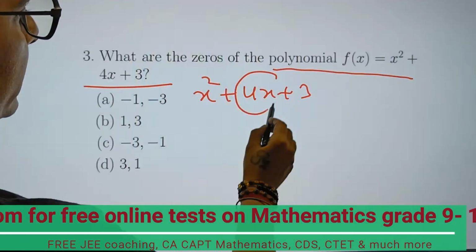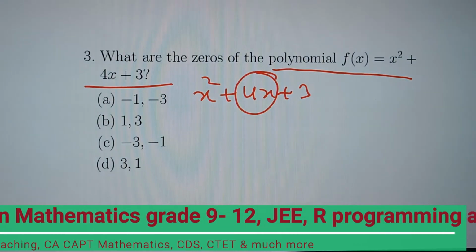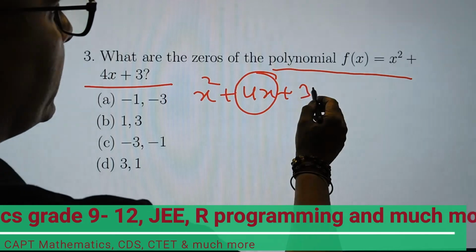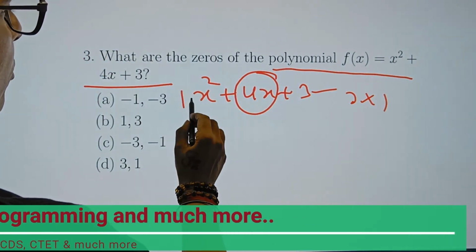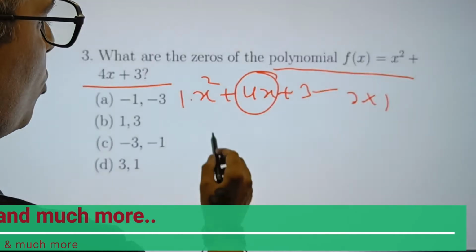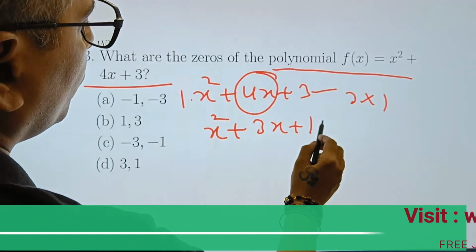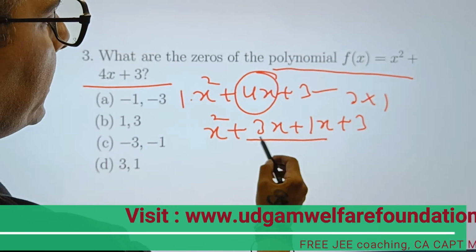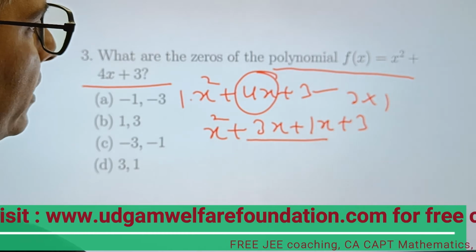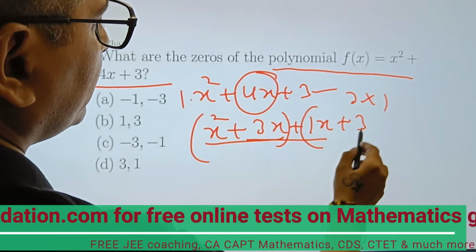Now we have to split it in the way that its sum or subtraction will be 4x and the product will be 3 into 1. 1 is what? 1 is the coefficient of x square. So if we split it this way, x square plus 3x plus 1x plus 3, right? So the sum is 4x and the product is 3 into x square. Very simple.